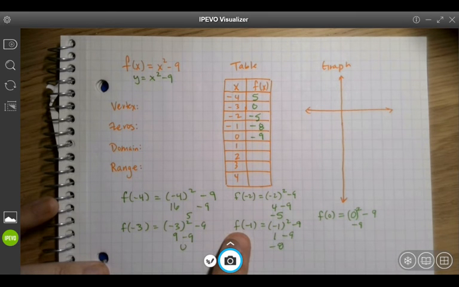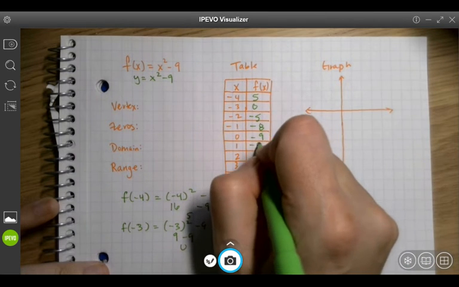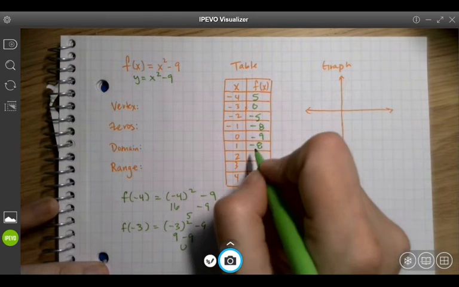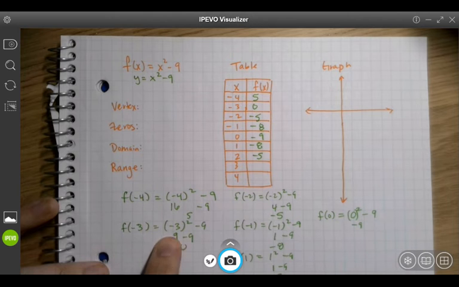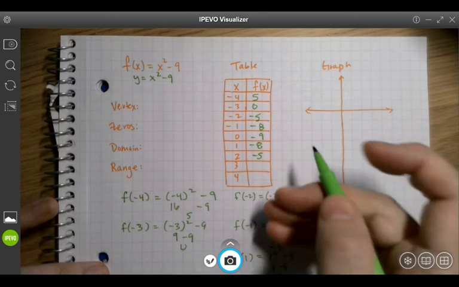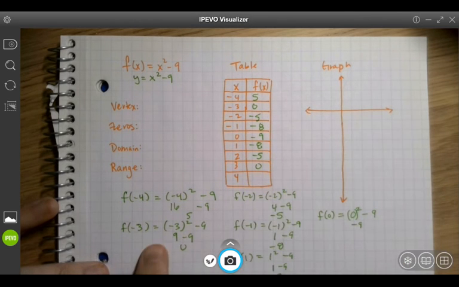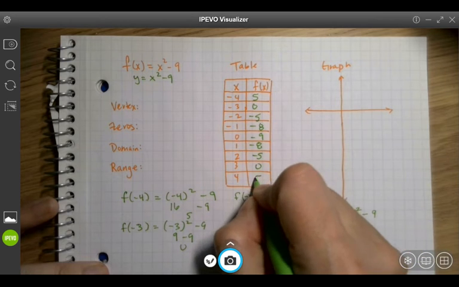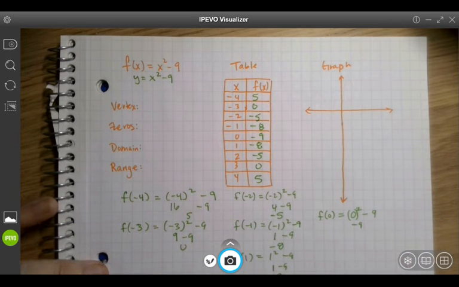And then from here, f of 1 is going to be the same as f of -1. Check this out. f of 1 is going to be 1 squared minus 9, which is 1 minus 9, which is -8. f of 2 is still going to be 4 minus 9, which is -5. f of 3 is going to be 3 squared, which is 9 minus 9, which is 0. And then f of 4 is going to be 4 squared, which has the same value as (-4) squared. So 16 minus 9, this is going to be 5. So I've done the table.